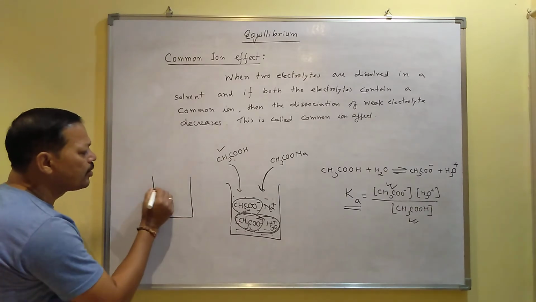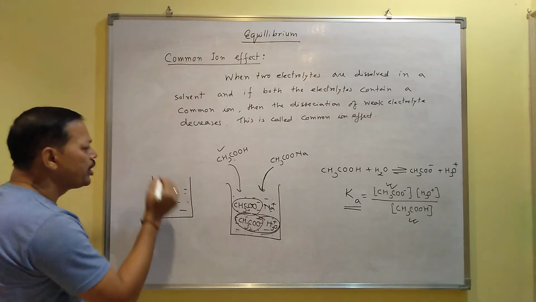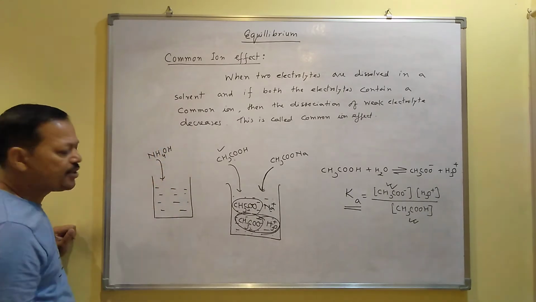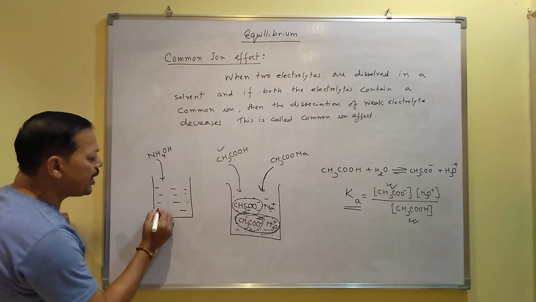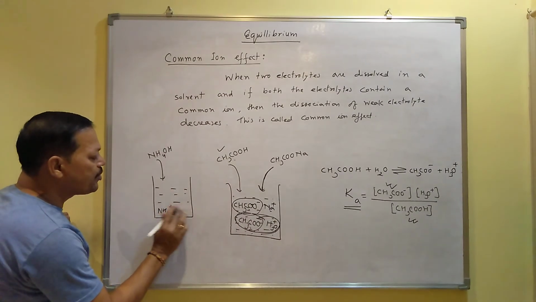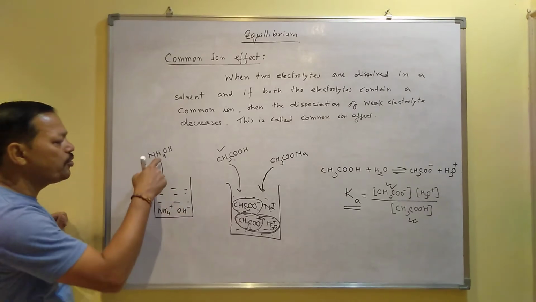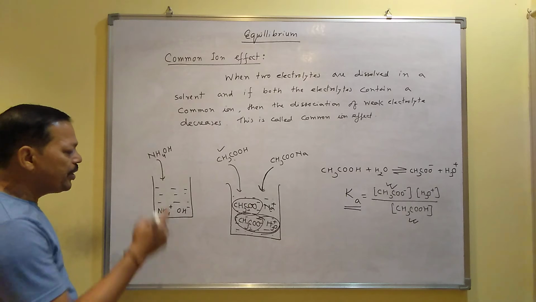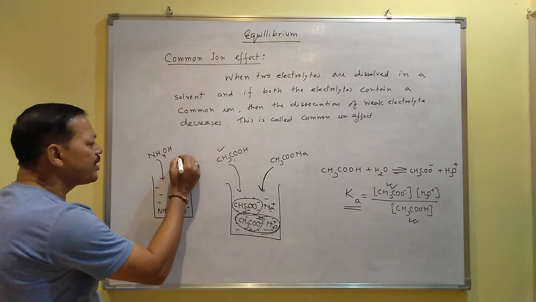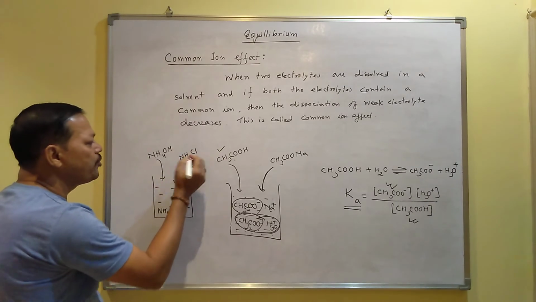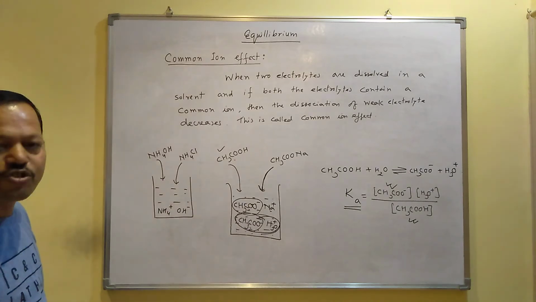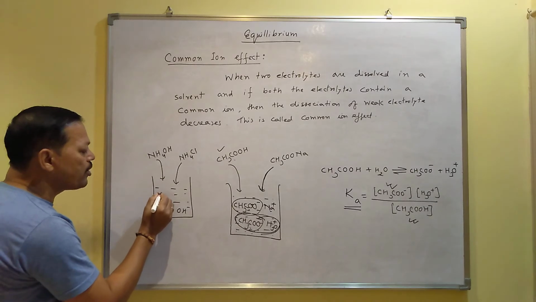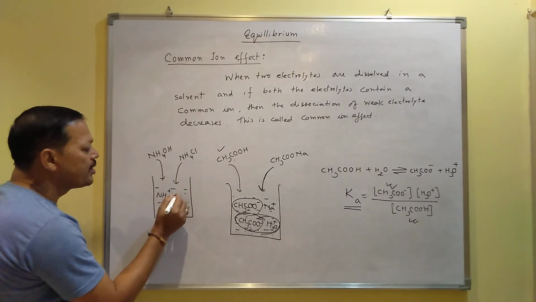Suppose this is water. In this water, you have dissolved one base which is ammonium hydroxide, which acts as an electrolyte, and it produces two ions. One is NH4 plus ion and one is hydroxide ion, OH minus ion. You know this is a weak base, so that's why it undergoes partial ionization. Now in the same solvent, if you add another electrolyte like ammonium chloride, you know ammonium chloride is a salt, so it will act as a strong electrolyte. When you dissolve this ammonium chloride in water, it also produces two ions. One is NH4 plus and one is Cl minus.